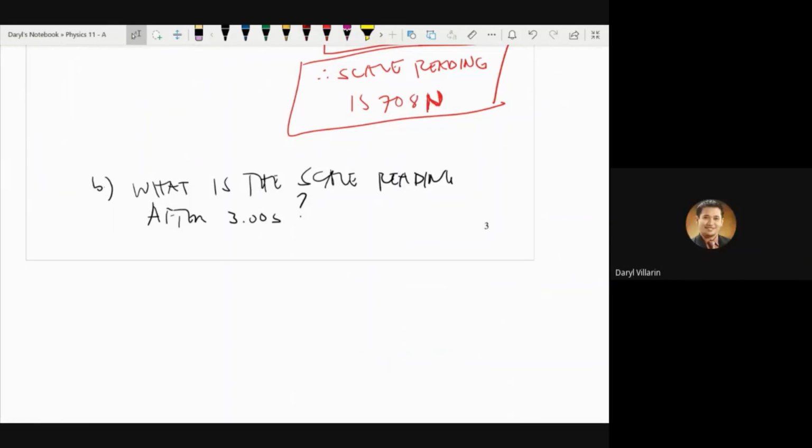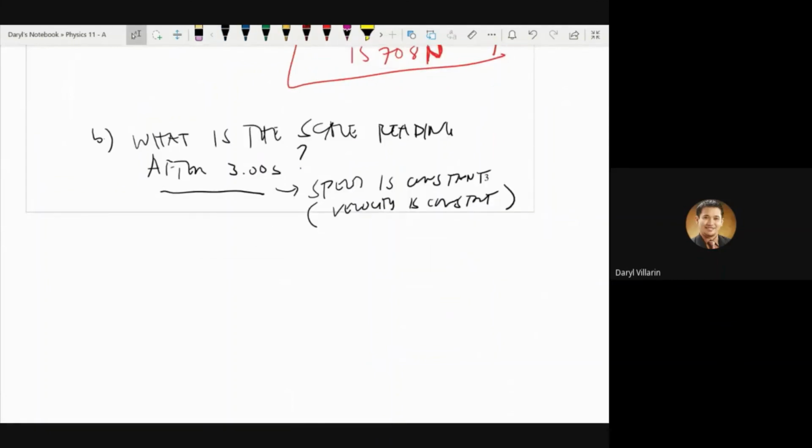Okay, great. Because after 3 seconds, it says that the speed is constant, right? It's still moving, but in the same direction, so that's the same thing as velocity. Velocity is constant. So if the velocity is constant after 3 seconds, that means that a is 0 after 3.0 seconds. So if a is 0, that means that the net force is equal to 0.